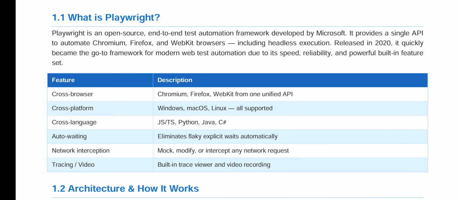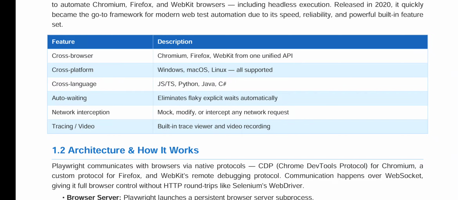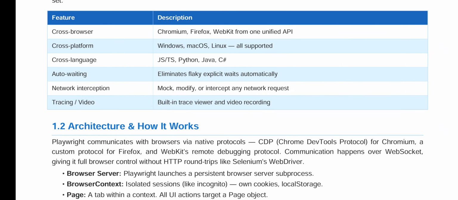It quickly became the go-to framework for modern web test automation due to its speed, reliability and powerful built-in feature set. Okay, so these are some of the important features of Playwright. It supports cross-browser testing, cross-platform, cross-language, and auto-waiting mechanism, and it supports network interception, and it helps us in tracing and making video recordings.